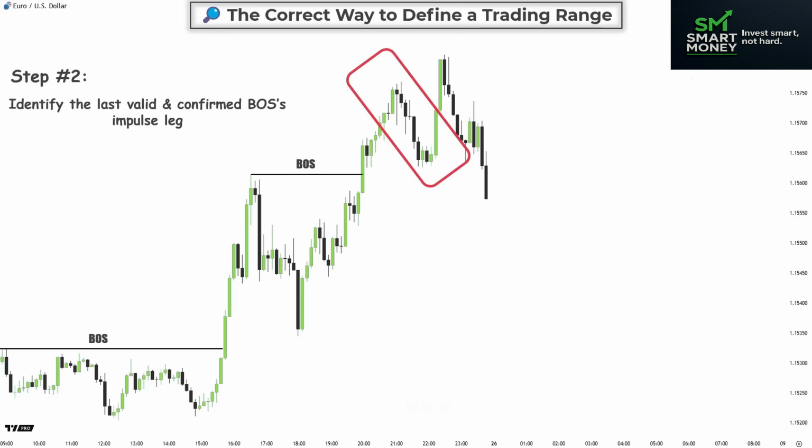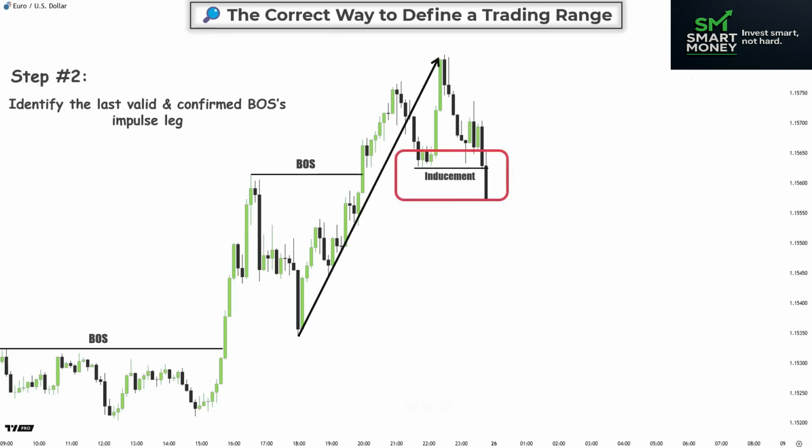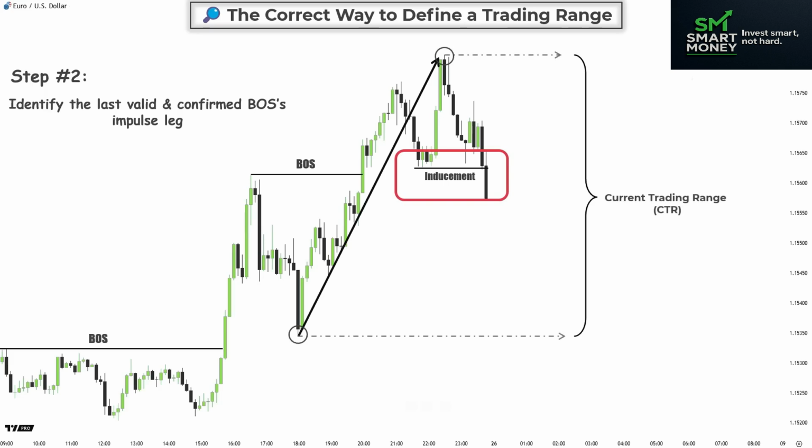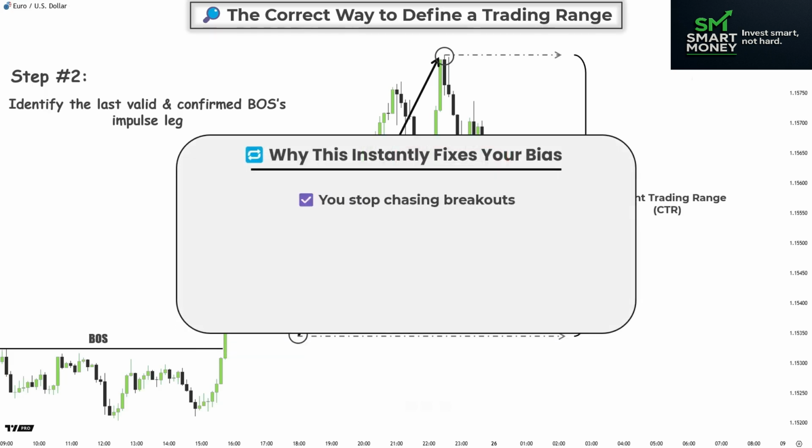This retracement is nothing more than a temporary pause while price prepares to complete its real impulse leg. For a trading range to be valid, the price must break below the most recent internal swing low, the inducement, confirming that the bullish expansion is finished. Only then do we have a real trading range that we can rely on. Once your trading range is properly defined, you stop chasing breakouts, you stop buying highs and selling lows, you stop guessing direction. Instead, you wait for confirmation such as liquidity sweeps, inducement, a shift in delivery. And this is where real high probability trading begins.